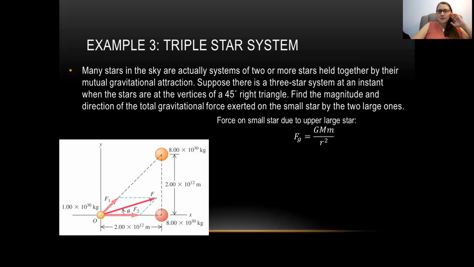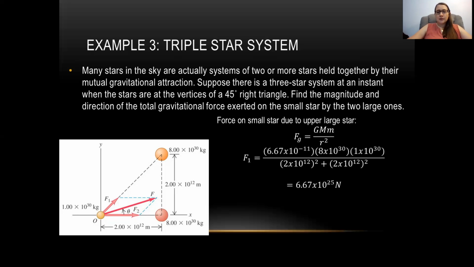So if we just examine this, break it down into chunks, right? The force on the small star because of that upper large star, the orange star, we can use Newton's law of universal gravitation, big G m1 m2 over r squared. All right, so we plug in big G, which is our constant, the mass of the big star, the mass of the small star. Now the distance between these two stars, we can see this is a triangle.